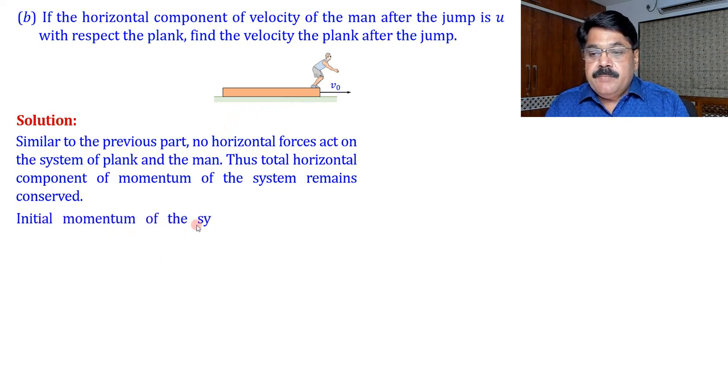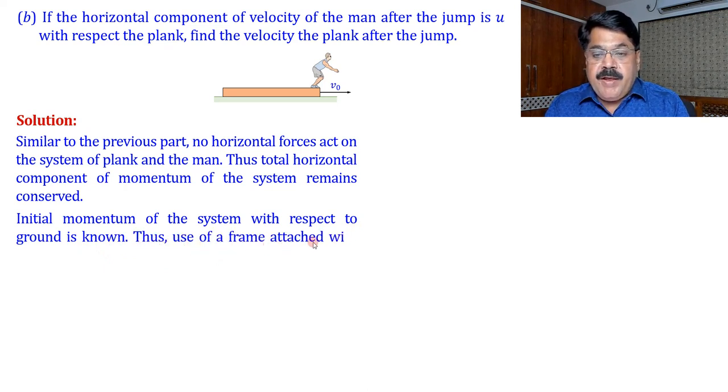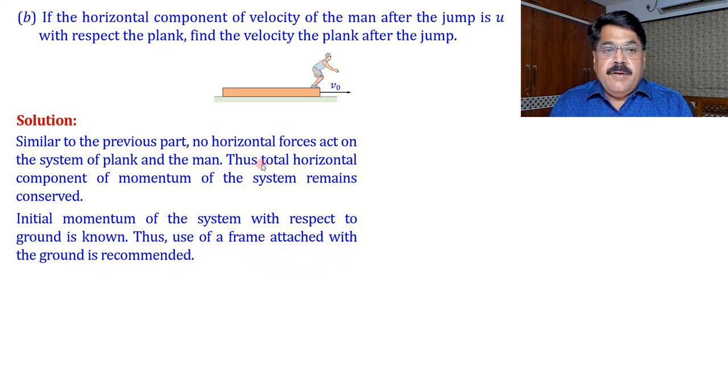Initial momentum of the system with respect to the ground is known. Thus, use of frame attached with the ground is recommended. Again, initial momentum was with respect to the ground, so we have to use the frame with respect to the ground. One more thing: of course the velocity of the man was given with respect to the plank, but during the jump, the plank was acquiring an acceleration because of the push of the man. So here the plank will be a non-inertial frame. So we have to use an inertial frame, so we use the ground frame.